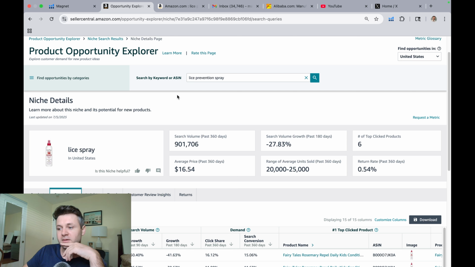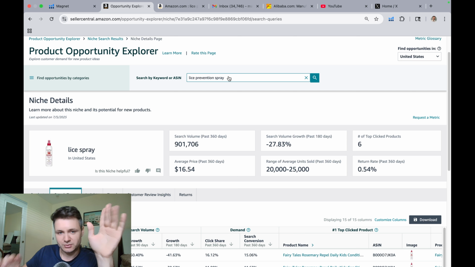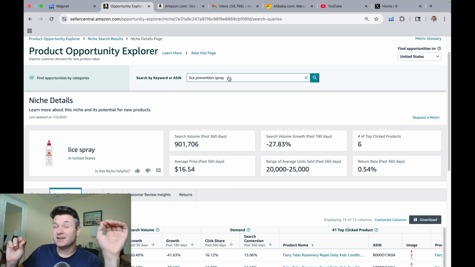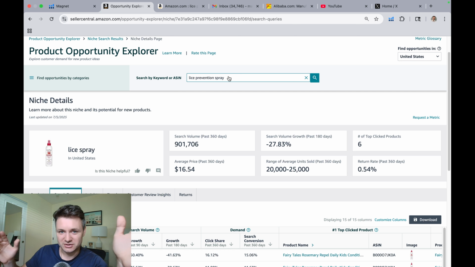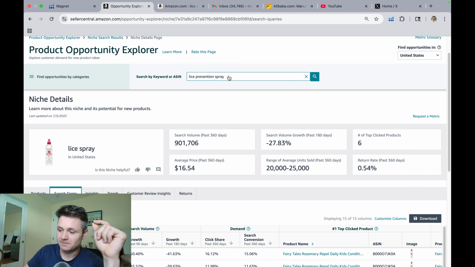So about 4 months ago, I found this market, maybe 6 months ago actually, called lice prevention spray. It's a really interesting market actually. I was really considering doing it, but it requires a lot of certifications that would cost a lot of money, but it's actually a pretty good market by the numbers.